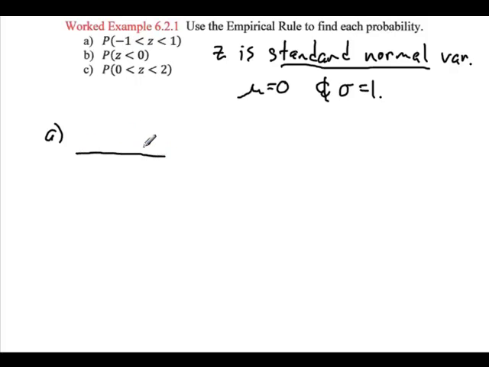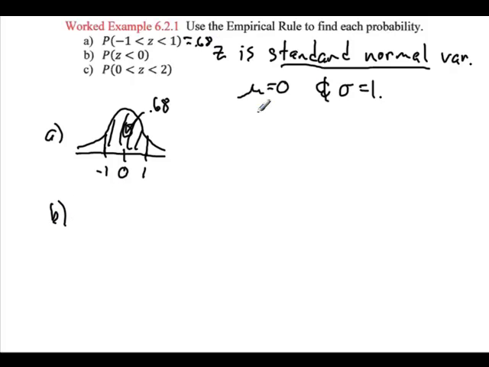So we draw our standard normal curve, which again has mean equal to 0 and standard deviation equal to 1. And so the probability that z is between -1 and 1, according to the empirical rule, is 0.68, or 68%. One of the benefits of the empirical rule is that because the mean is 0 and the standard deviation is equal to 1, the calculations end up being easy.